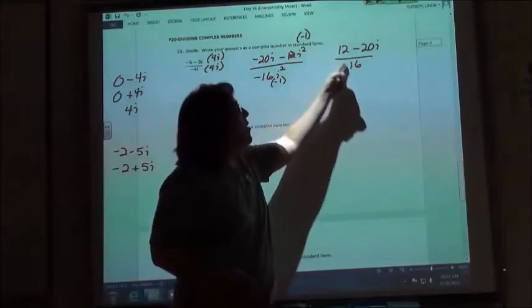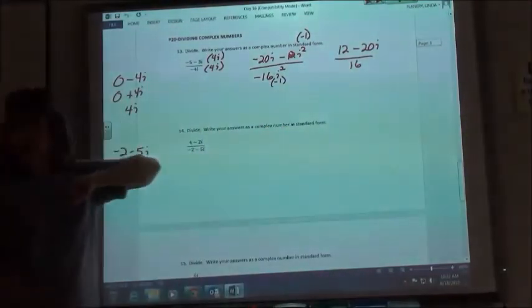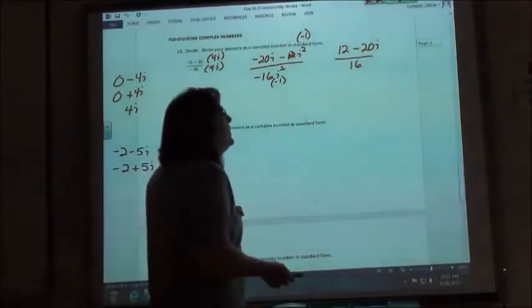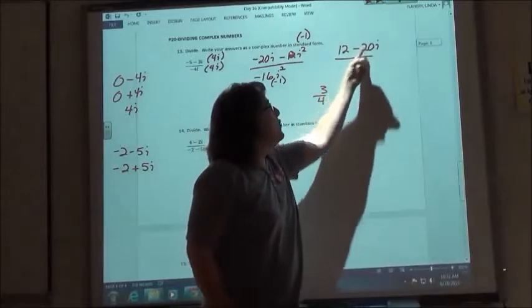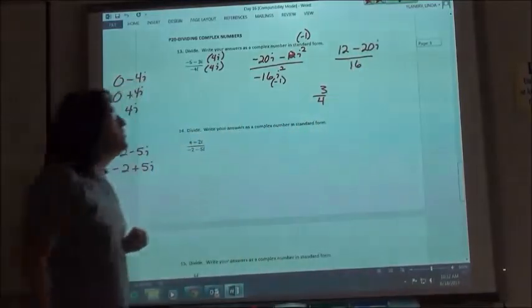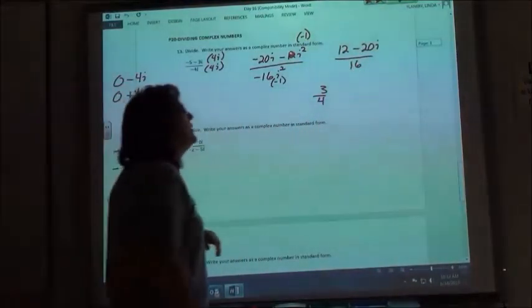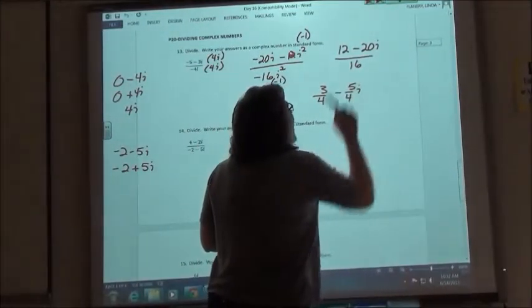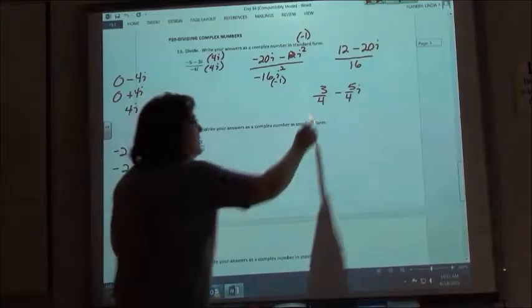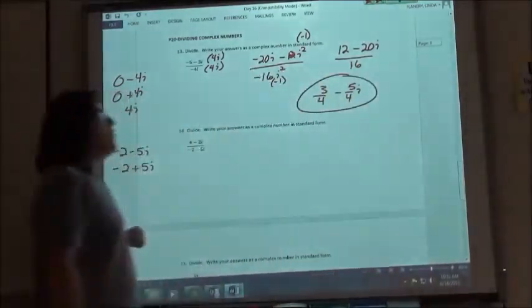If I have 12/16, I can reduce it down to 3/4. And if I have negative 20/16, I can reduce it down to negative 5/4, and they're going to put the i on the end behind it. So my answer in standard form would look like that.